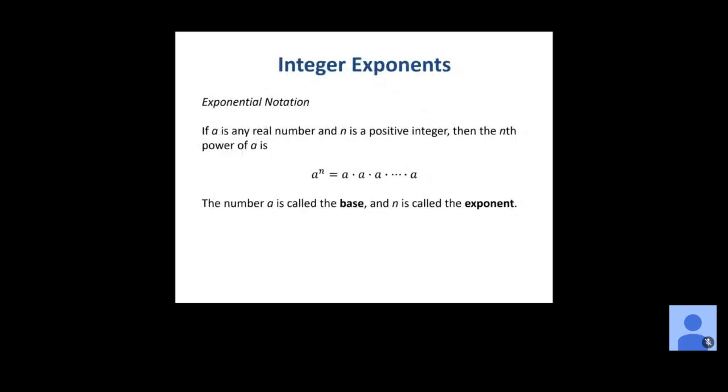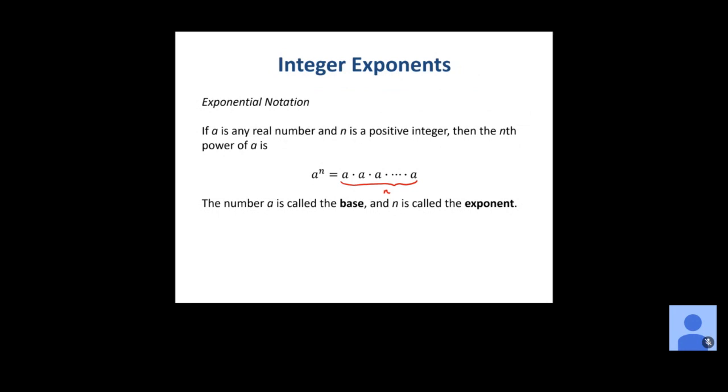All right, so first off, integer exponents. So if we have an a value, okay, and again, we're still dealing with real numbers in this case. And then n is some positive integer value. The nth power of a is going to be represented by a times itself, and there's going to be n of these. Okay. So we're going to multiply a times itself n times.